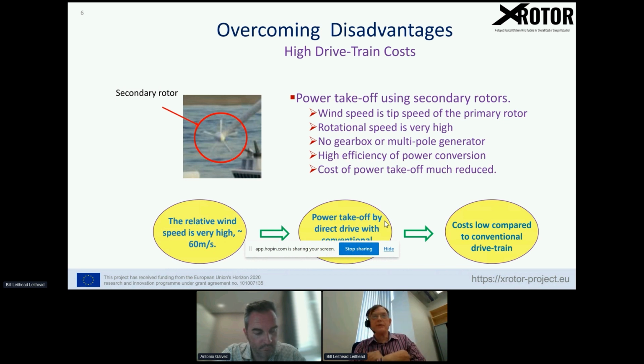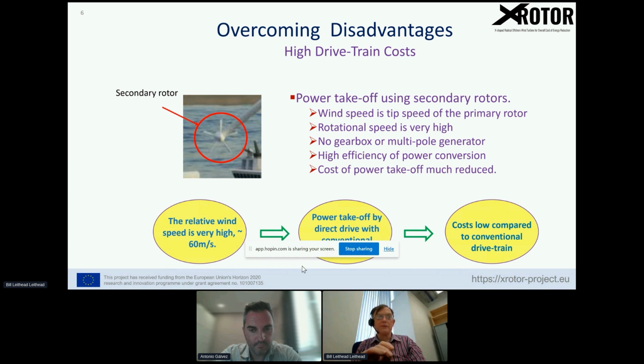So in terms of high drivetrain costs, the main point here is that the secondary rotors are very small. To give you some idea, their diameter for a 5 megawatt machine is about 9.5 meters, to be more precise. So they rotate very fast, and that means you don't need a gearbox or a fancy generator. Because they are very simple power takeoffs, they are also very high efficiency, approaching 99% energy conversion at that point.